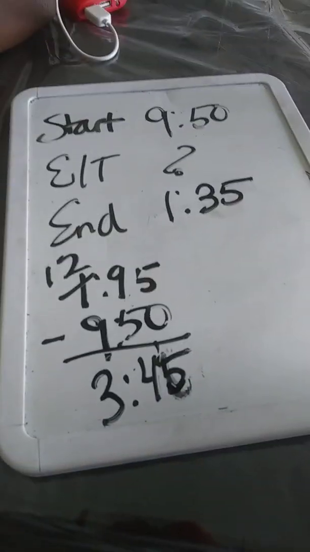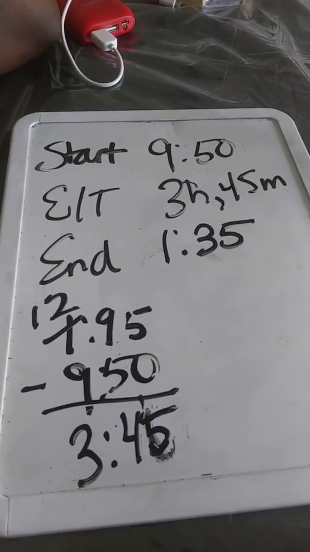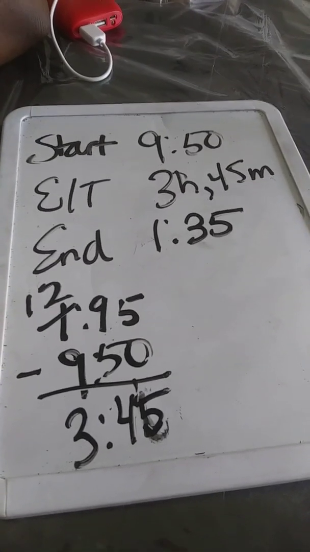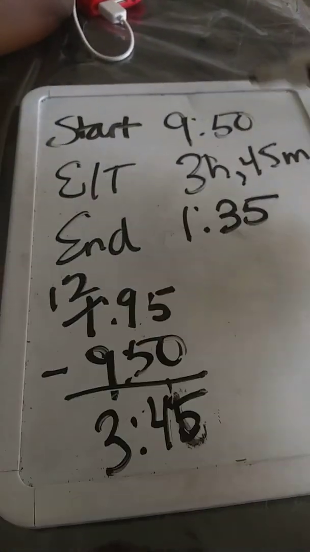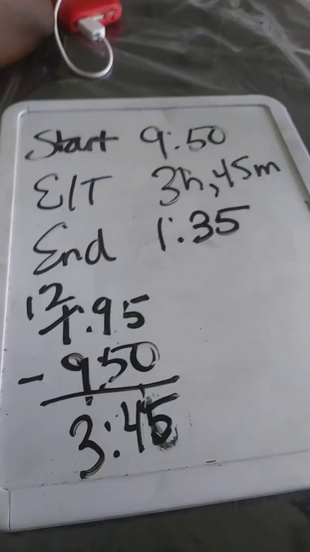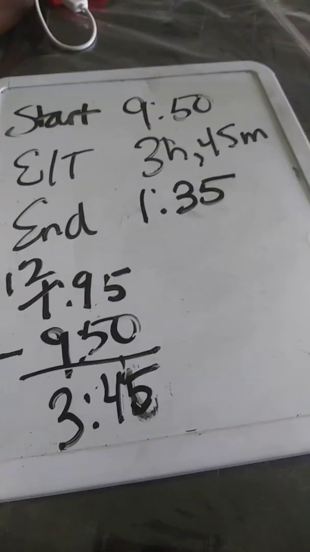And 12 minus 9 is 3. So how long is this movie? It's going to be 3 hours and 45 minutes. And that's how you do elapsed time all 3 ways, finding the start time, the end time, and the elapsed time. Feel free to replay the video if you need to.